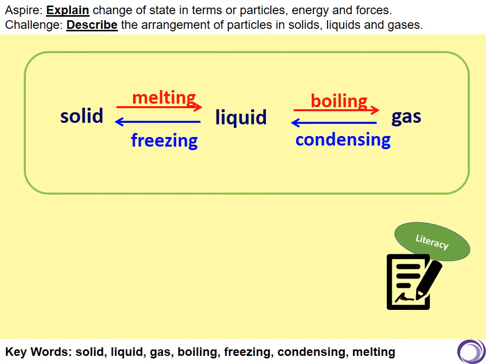Right, so how did you get on then? When we go from a solid to a liquid, this is called melting. And then when we go from a liquid to a gas, that is boiling. Going the other way, a gas to a liquid is condensing, and a liquid to a solid is freezing. And for each of these, we will also need energy.